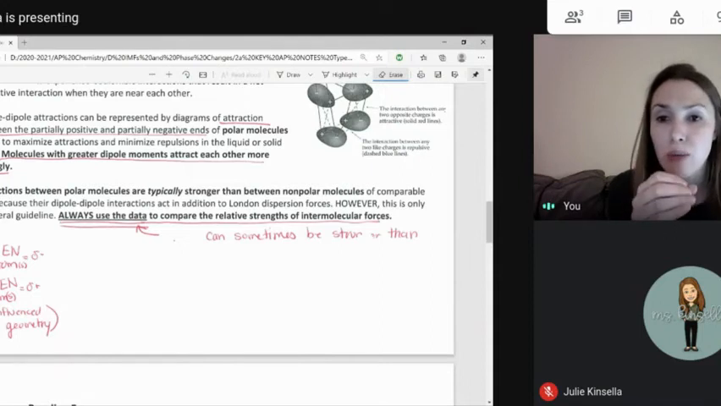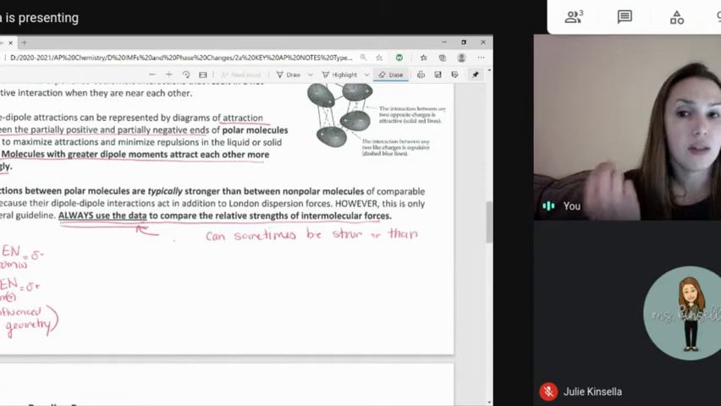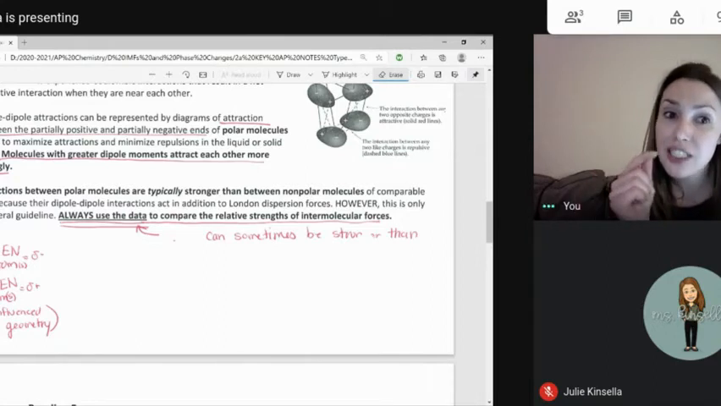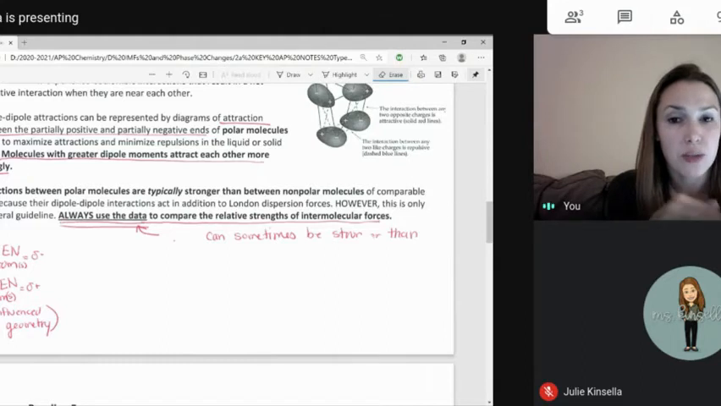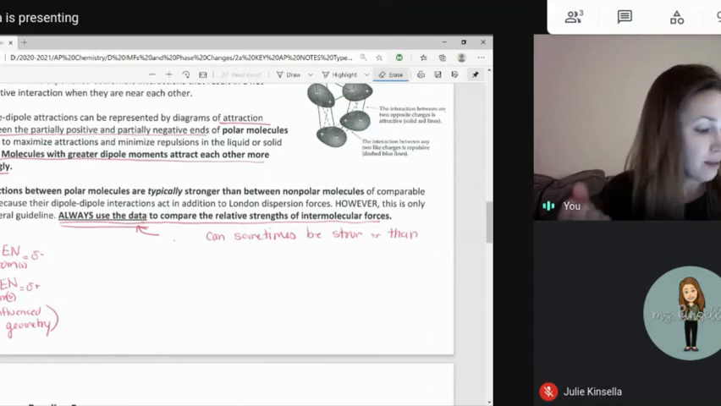Molecules with greater dipole moments will attract each other more strongly, which we'll get into with electronegativity and the geometry. Attractions between polar molecules, these dipole-dipole attractions, are typically stronger than the London dispersion forces between nonpolar molecules. However, when you are given data like melting points and boiling points, you must use the data in order to figure out which has stronger IMFs.